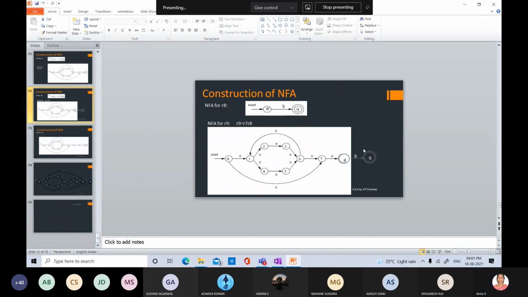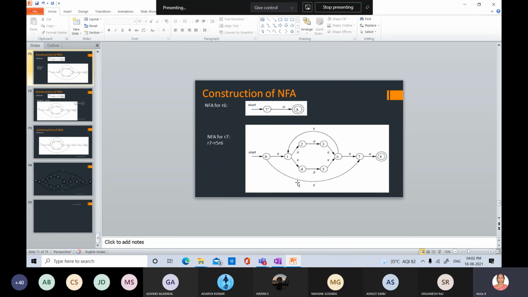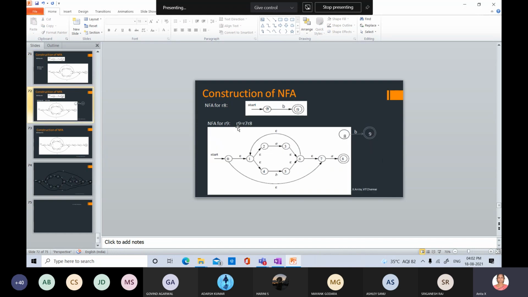So here in this case, okay, so here you can see this is the NFA for R8 and this is the NFA for R7. So now I have to proceed with constructing the NFA for R9. So here R9 is nothing but R7 followed by R8. So what I have to do, I have to proceed with concatenating these two. So how I am going to concatenate: the final state of R7 and the start state of R8 are going to be merged, right?